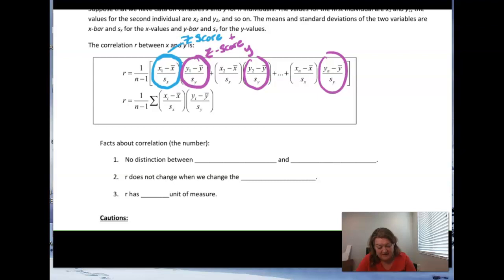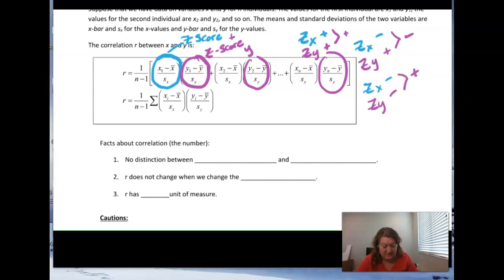If one of them's positive and one of them's negative, so let me go put the colors in here for a second. If the z-score for x is positive and the z-score for y is positive, and you multiply them, you'll get a positive. Okay? Obviously. What if the z-score for x is negative and the z-score for y is positive? Well, when you multiply them, you're going to get negative. And what happens if the z-score for x is negative and the z-score for y is negative as well? We also get positive values.